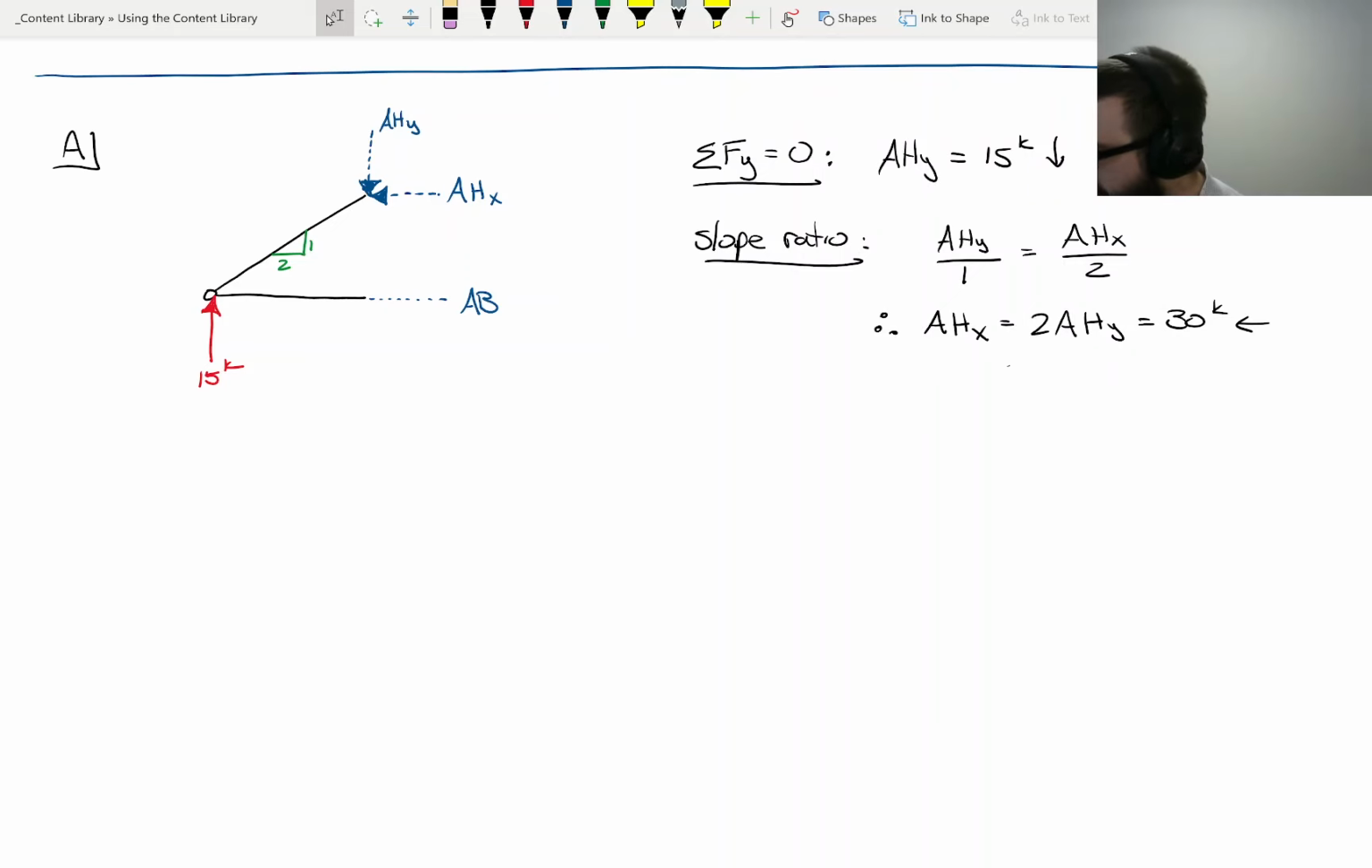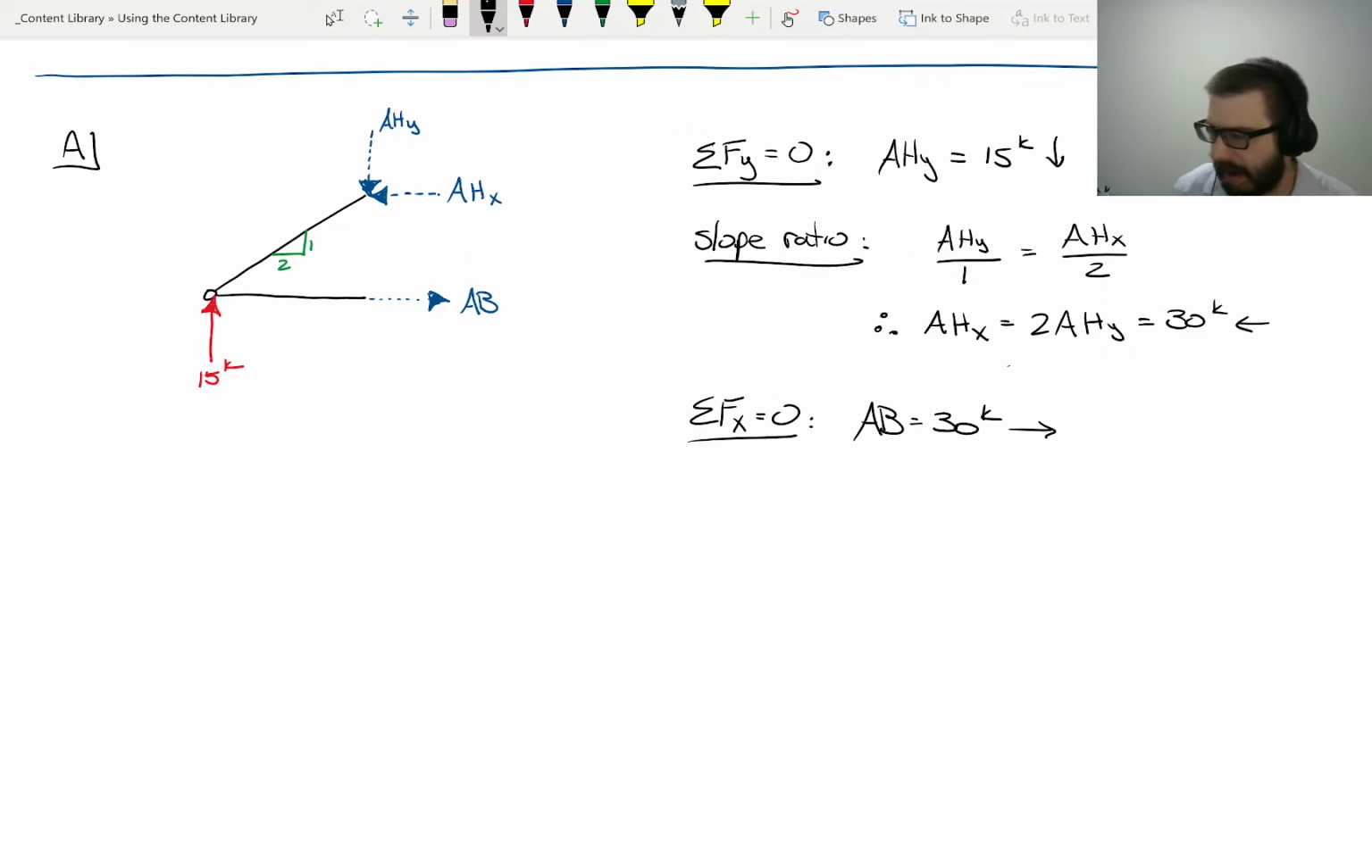Now the last thing that we need to do is employ our other equation of equilibrium. So if we have 30 to the left, then AB has to be 30 to the right. And there, the statics are done. The only thing left to do is to come up with a quick joint summary.